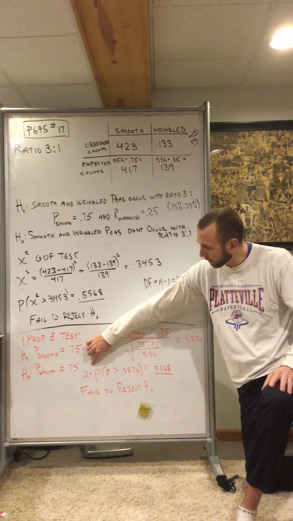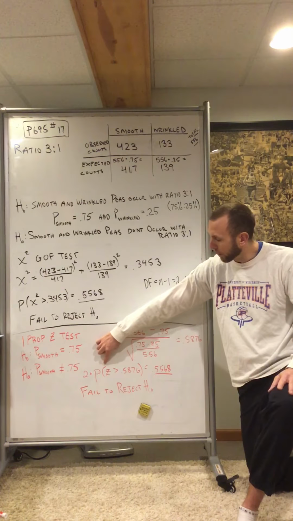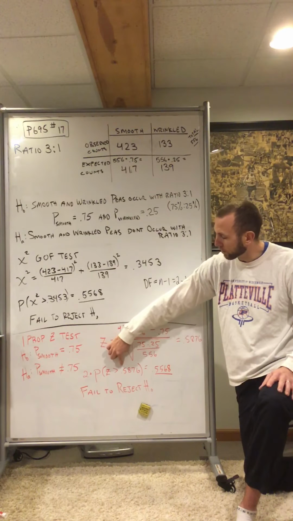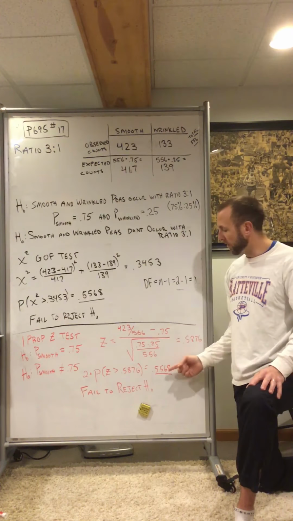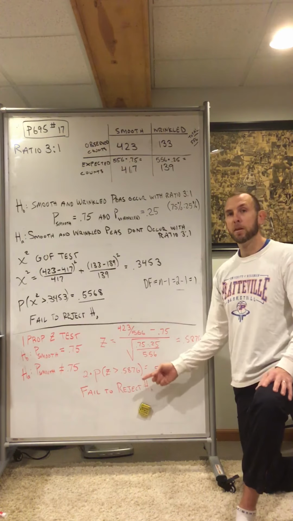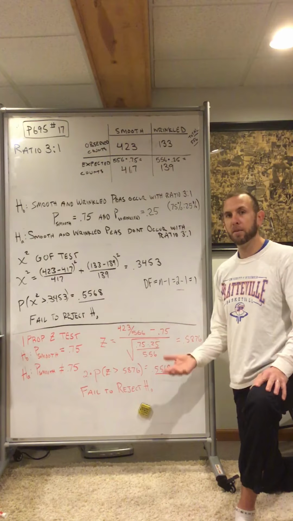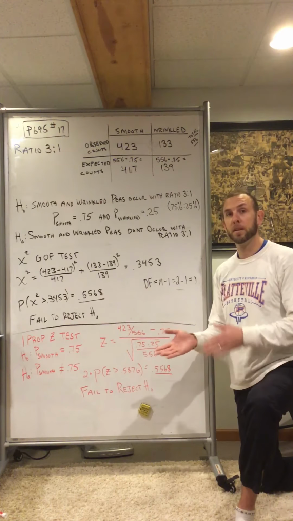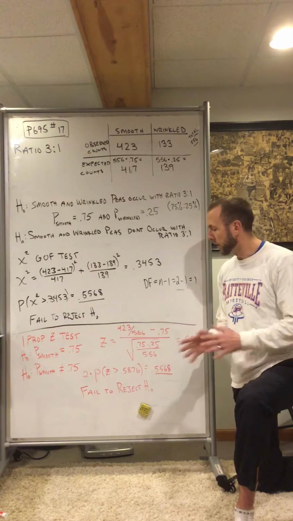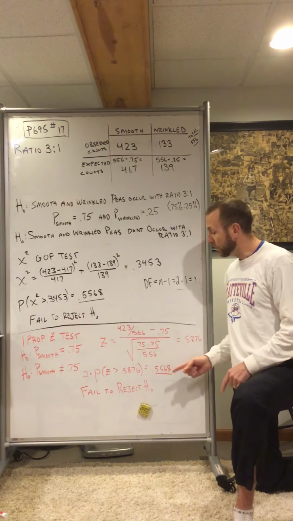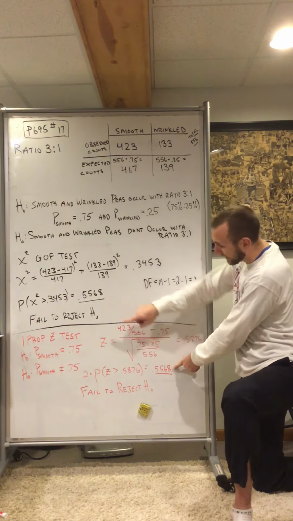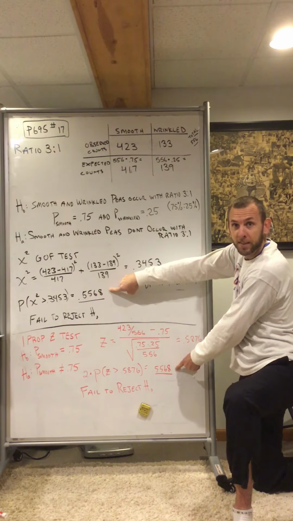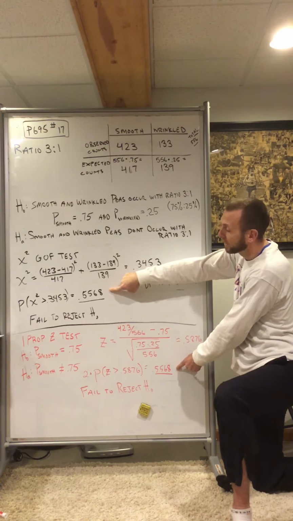And then when we calculate the p-value, 2 times the probability of getting a z-score above 0.5876 gives us a p-value of 0.5568. We fail to reject, and we don't have evidence that the proportions are different than 3 to 1. Now, here's the cool part. Did you notice that the p-value here is the same p-value here? Same exact p-value.